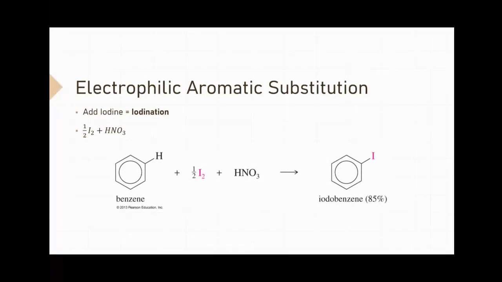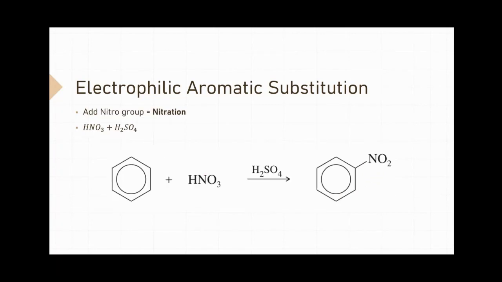Alright, so the other one is iodination. If you want to add an iodine, it's just half a mole of I2 and 1 mole of HNO3, and that should give me an iodide. If I want to add a nitro group, I just use HNO3 and H2SO4, then it'll add on.